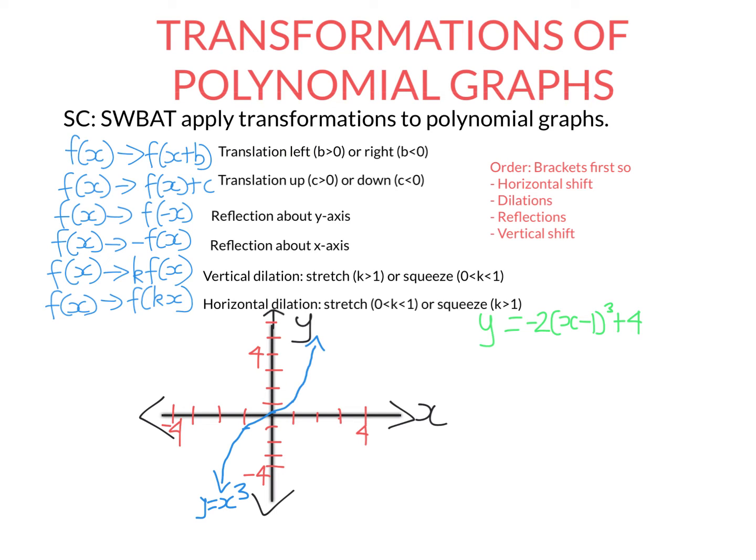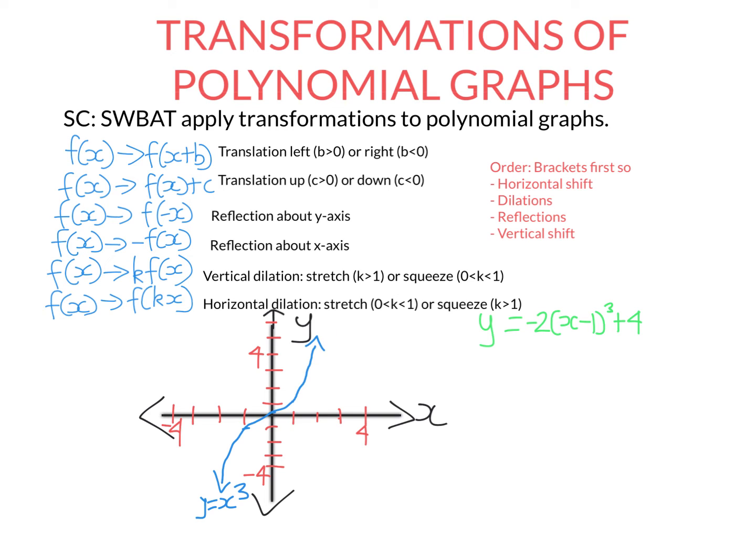That's this translation here. Then what we need to do is dilate it 2 units vertically. So here k is greater than 1, so it's going to be a stretch. Then because of this negative here out the front, we're going to reflect it about the x-axis. And finally, this plus 4 means we're going to translate it up by 4 units. So we have to perform those transformations to each point on this graph.